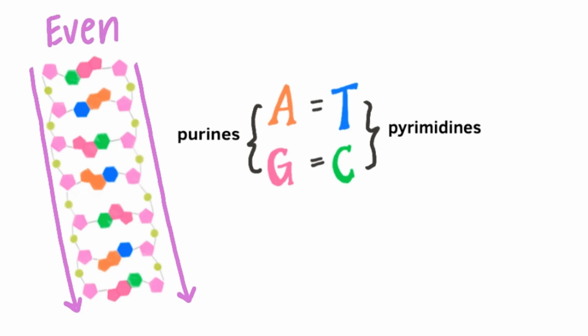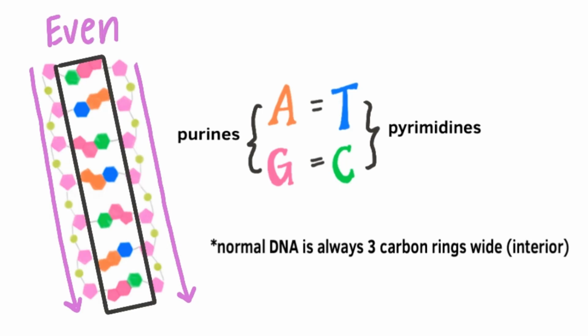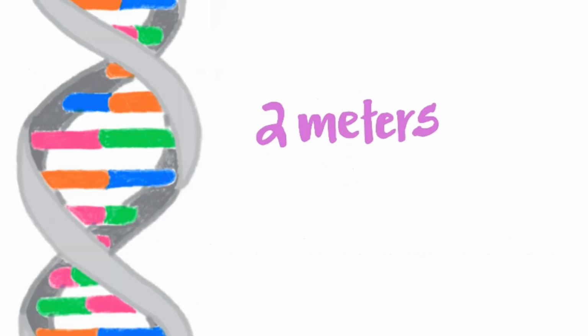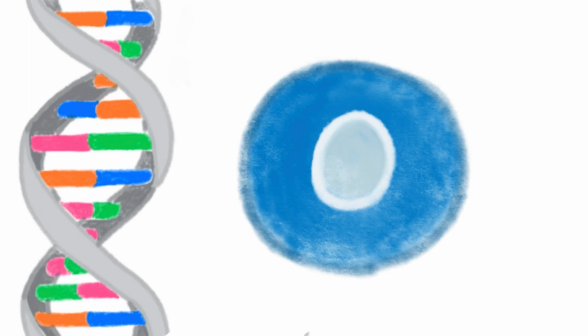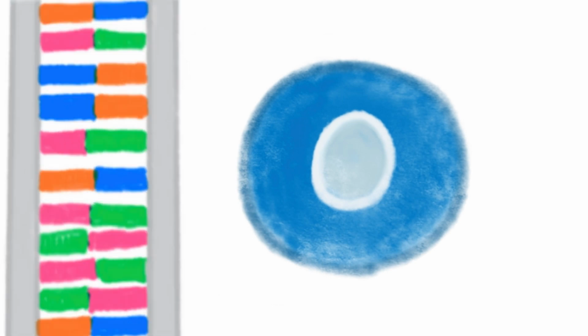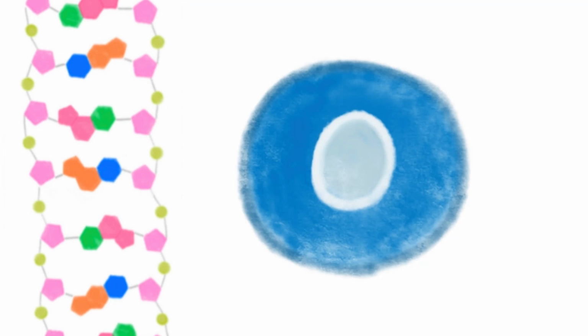Having DNA be an even size is actually very important. This is because the average human DNA is around 2 meters long, and all of it must fit into a cell smaller than the size of a period on your paper. In order for DNA to fit and function in these cells, it must be packed in an orderly manner, one only possible if DNA is of uniform size.